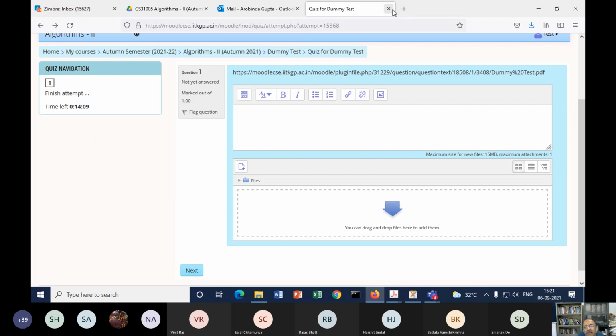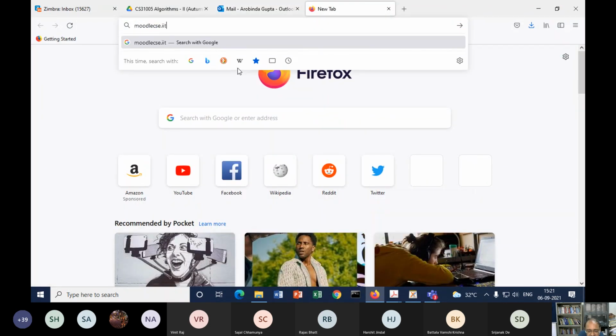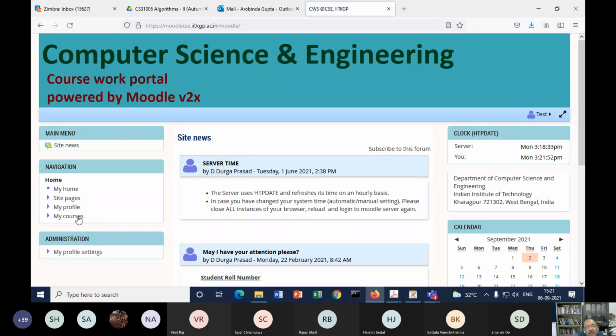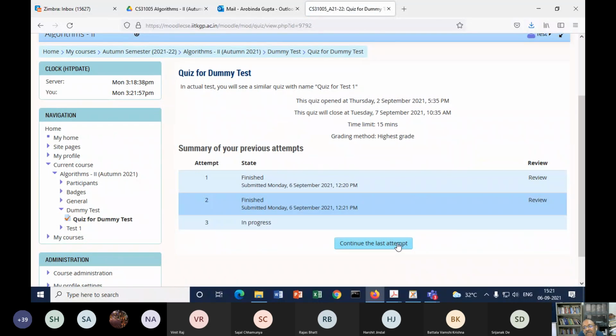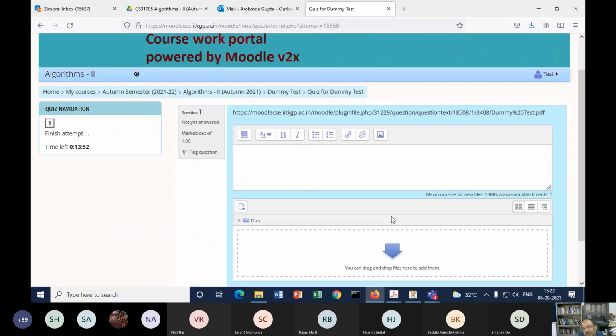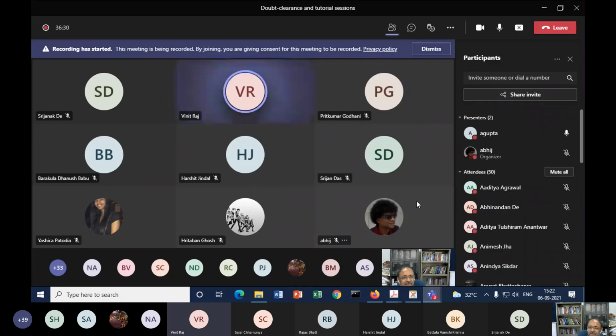Because if you kill this tab and come back in the same browser, it will still automatically log me in and continue the last attempt. All I was saying is that 99% of the time nothing will happen, but just to avoid any unforeseen thing, keep the same tab open. You got the PDF, write your answers on paper, scan it, and just go back to that tab and upload it. That's what I meant. Okay, sir. Any other questions?